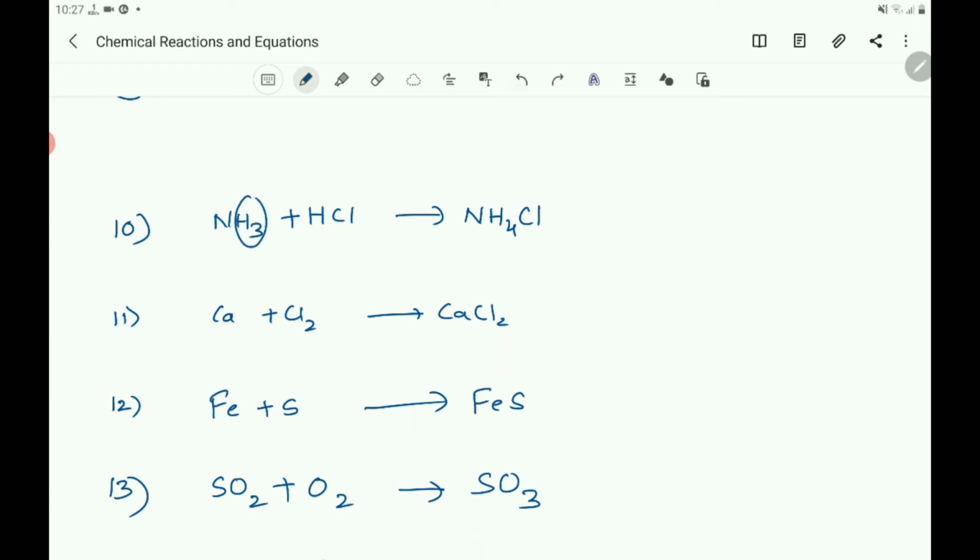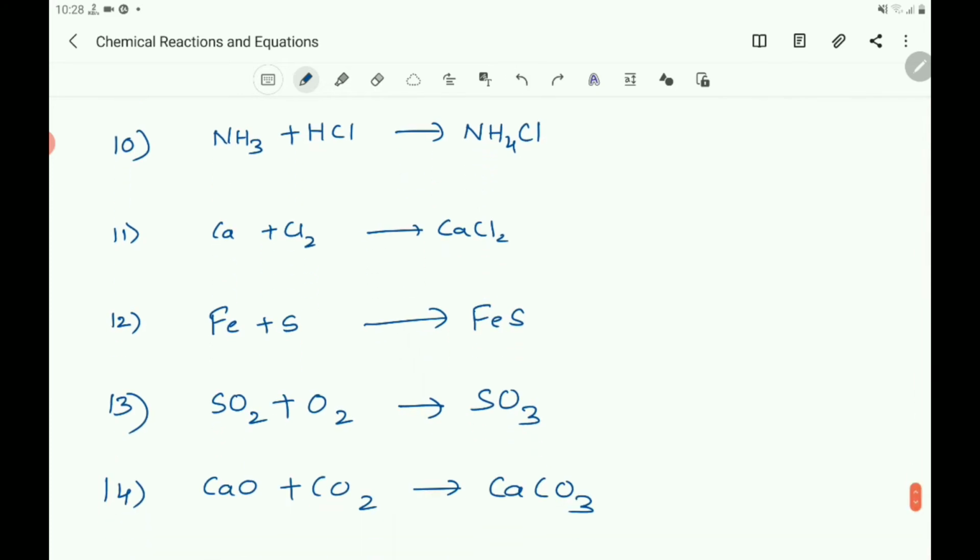Now here you find the number of atoms of each element. H3 plus H, here you got 4 only. Next N, you got N, Cl, single atom. In this way you got the balanced chemical equation. This equation is already balanced.